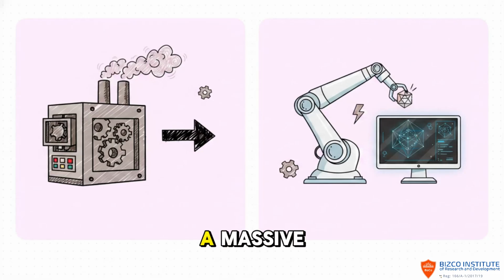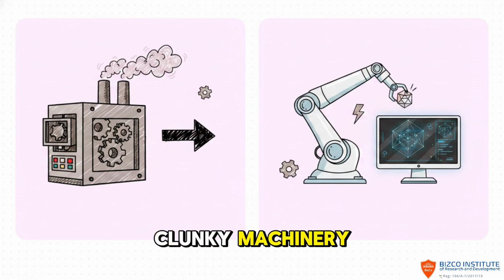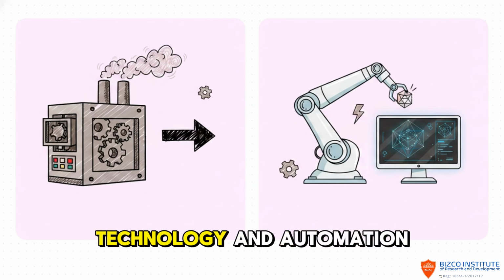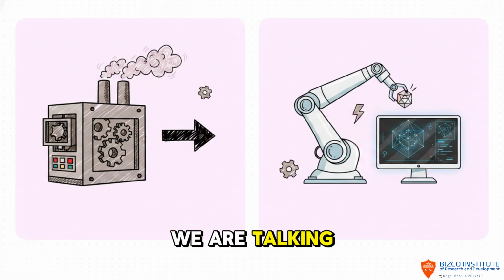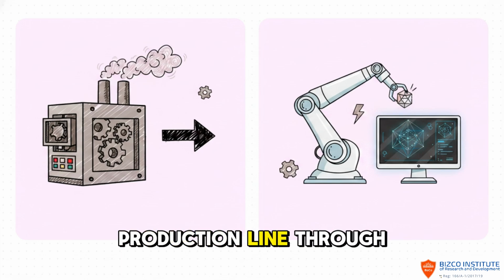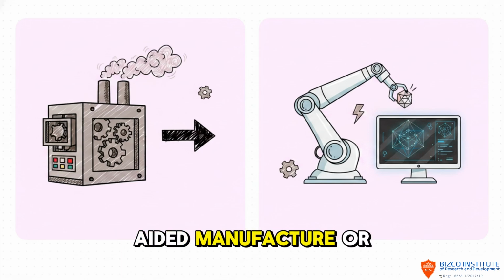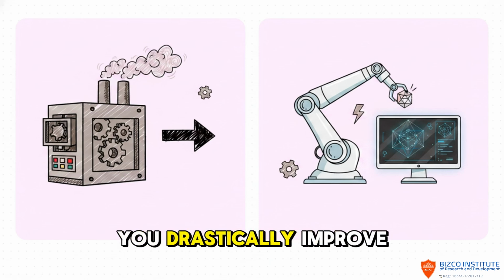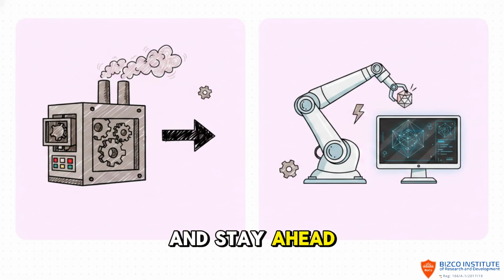And we're seeing a massive modern shift in how capital is deployed. Back in the day, scaling up just meant buying more basic, clunky machinery. But today, to gain a competitive edge, capital investment is shifting heavily toward digital technology and automation. We are talking about streamlining the entire production line through computer-aided manufacture, or CAM, and 3D printing. Upgrading your capital with these digital technologies is exactly how you drastically improve productivity and stay ahead of the curve.